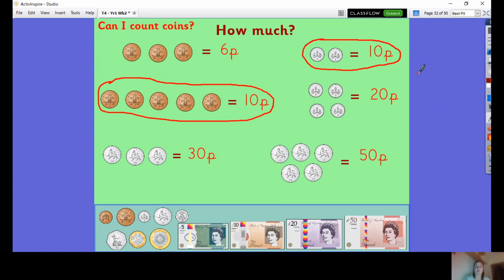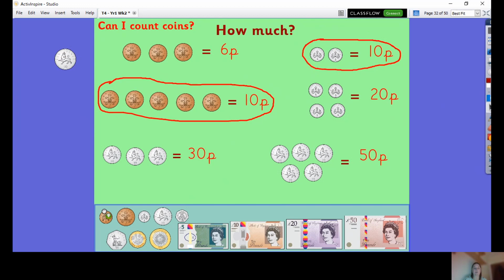So if somebody said to me, oh, here we are, I'm going to give you 10p, they could give me 5 2p's, that would be 10p. They could give me 2 5p's. They could just give me a 10p because that is 10. And does anybody else know what else they could give me? What else could they give me so that I would have 10p?